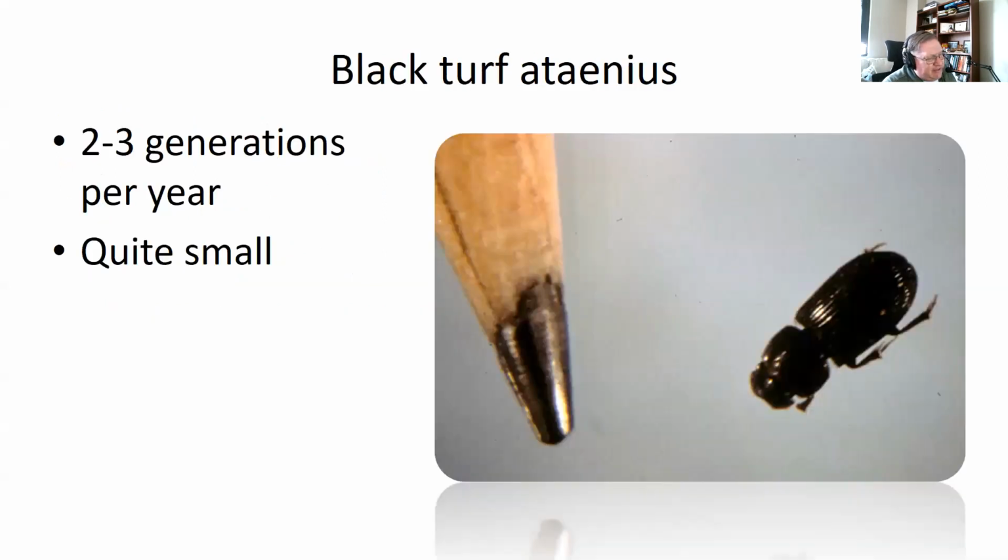Black turf ataenius is the smallest of these. They're not as common. You see them once in a while, but they can be very damaging. I actually saw a lot more of these up in Davis County than I do down here.